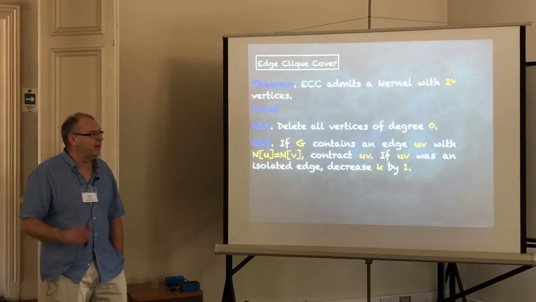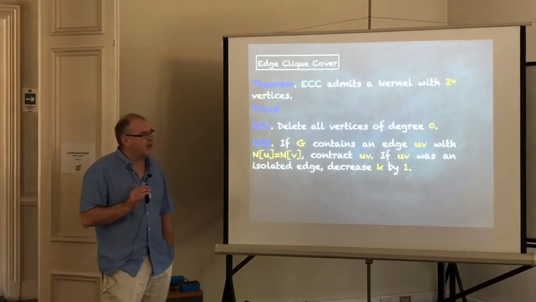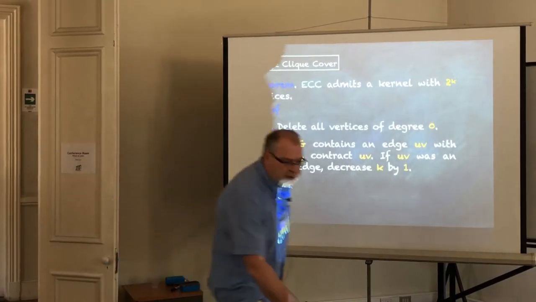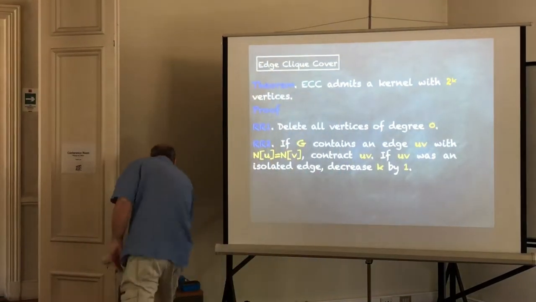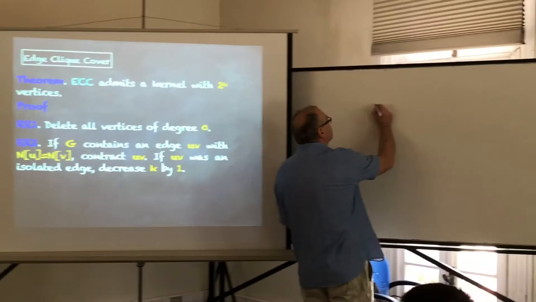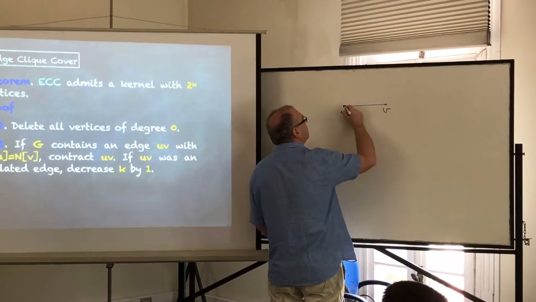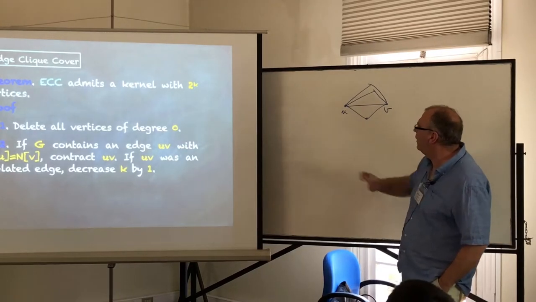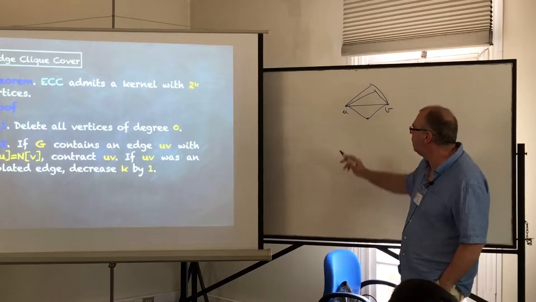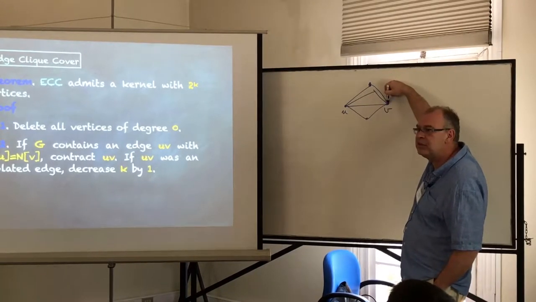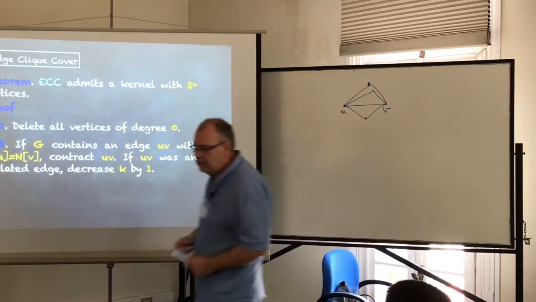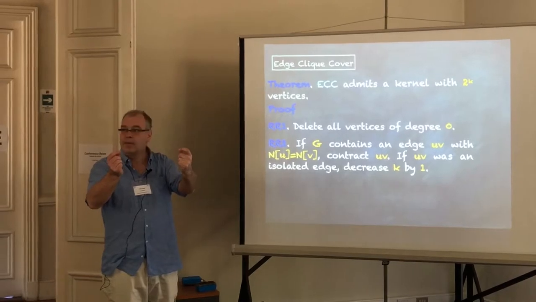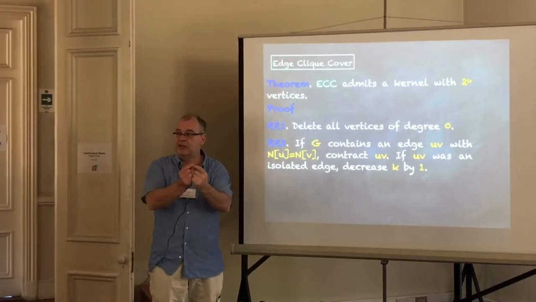Okay, so the second rule requires some thinking. So why does it work? What is the rule? If I have an edge UV such that the closed neighborhoods of these two vertices are equal. What are the closed neighborhoods of two vertices? I have vertex U, vertex V. So this is an example where I have two vertices whose closed neighborhoods are equal. Every vertex adjacent to this vertex is also adjacent to this vertex, and also these vertices are adjacent. Sometimes these vertices are also called twins. So if I have two vertices which are twins, then my reduction rule is I just contract this edge.